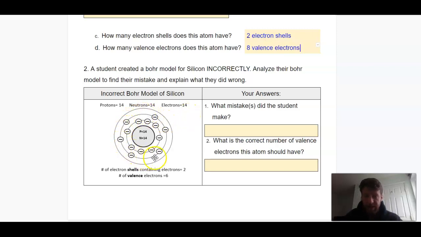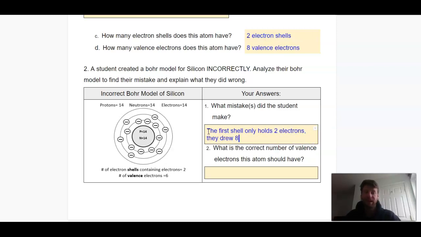Uh-oh, I already see their problem. Look at how they filled out their Bohr model. They put 1, 2, 3, 4, 5, 6, 7, 8 electrons on the first shell. The first shell only holds 2 electrons. They drew 8.